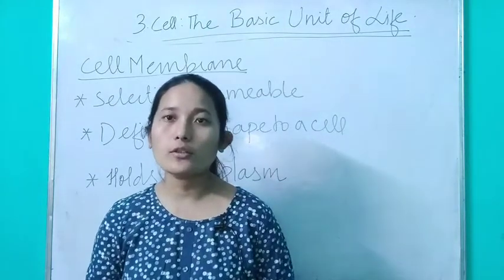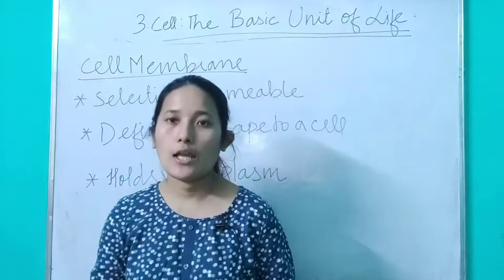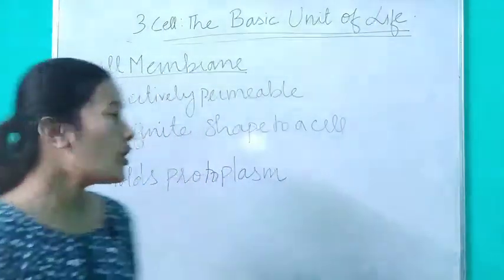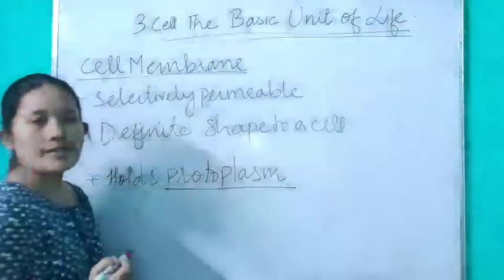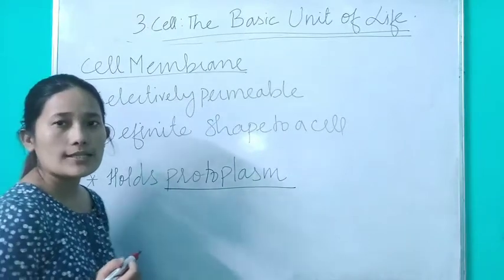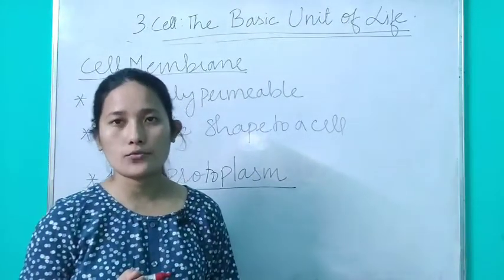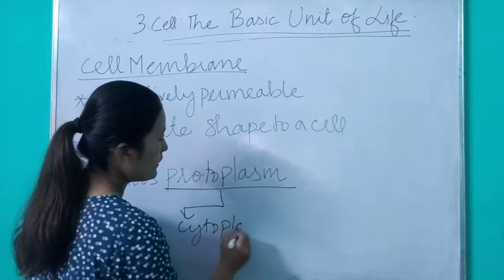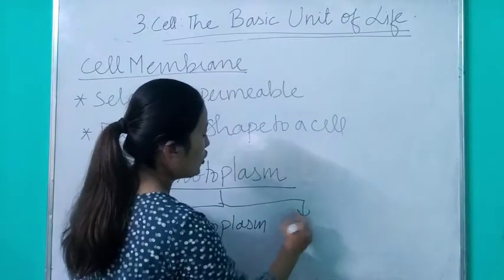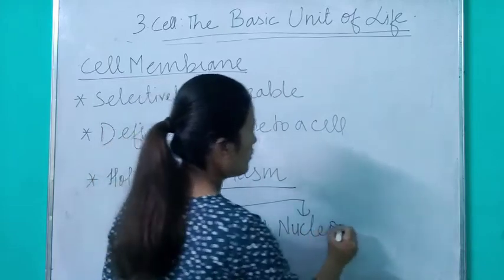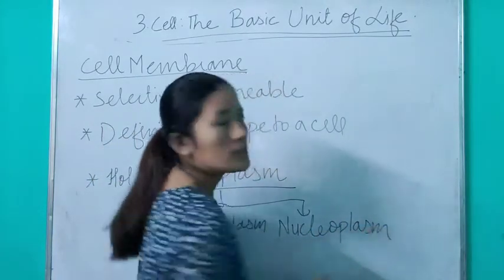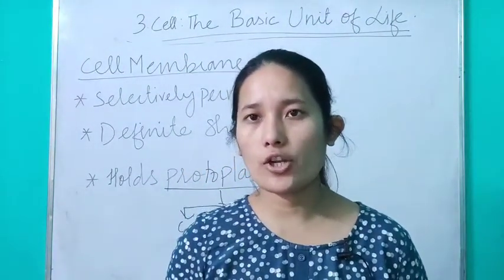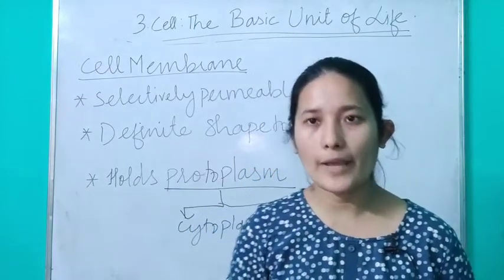Cell wall is the outermost protective membrane in the case of plant cell. So let us discuss the function of a cell membrane. Your cell membrane holds the protoplasm. Now what is protoplasm? Protoplasm is a colorless fluid which is present inside the cell. Protoplasm consists of your cytoplasm and nucleoplasm. It prevents the cell organelles that are present inside the cell from any kind of mechanical injury.